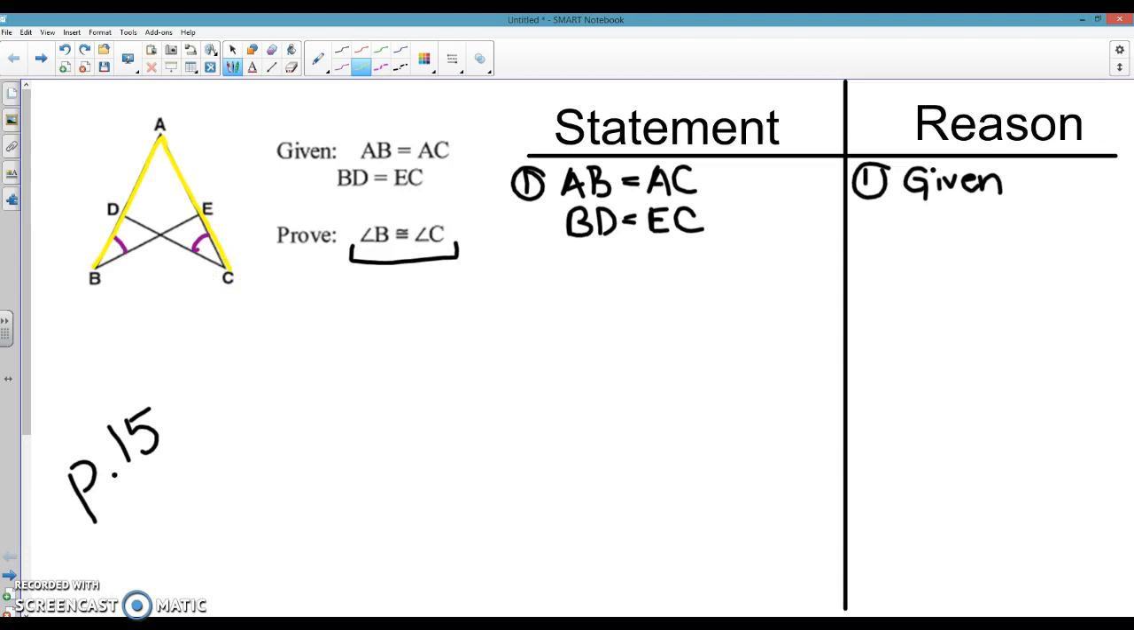They also tell us that BD, which is this section here, is equal in measure to EC, which is this section here.